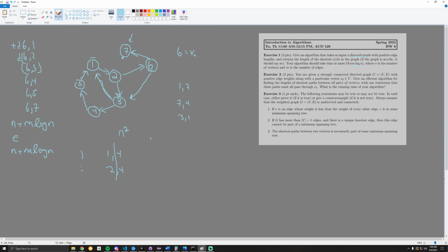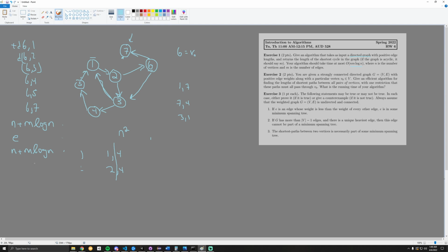And this would be our total runtime. We do one operation here for n plus m log n, one operation basically of e to swap all of our edges to be opposite directions. Then we run Dijkstra's again, and we get this runtime again.